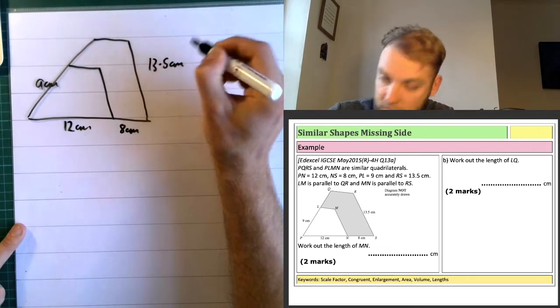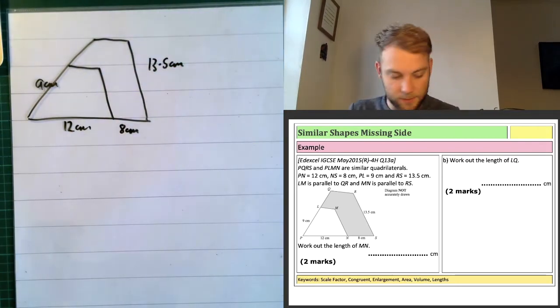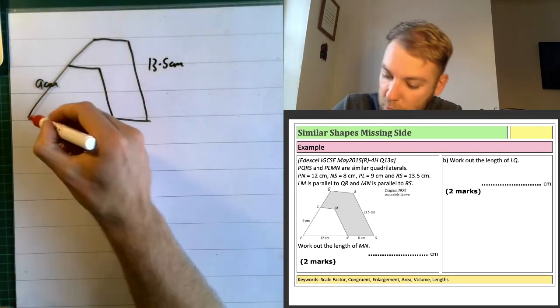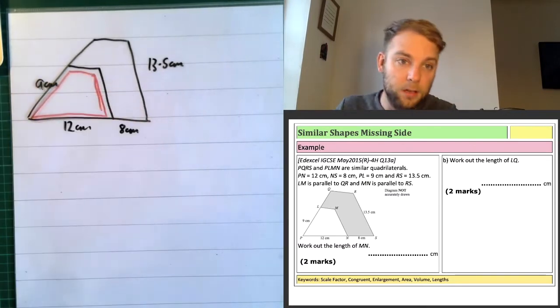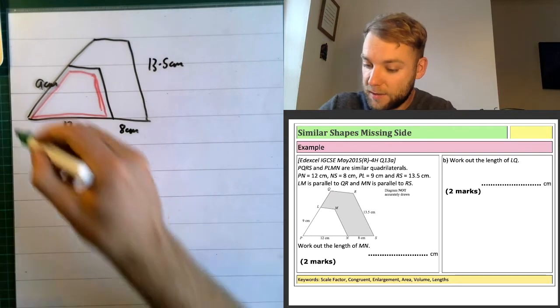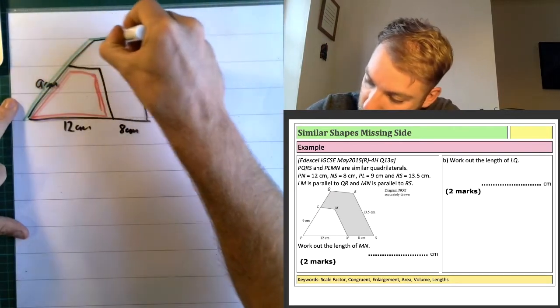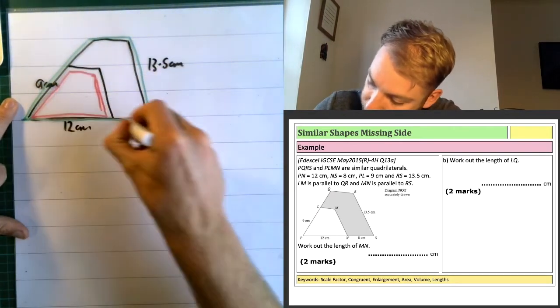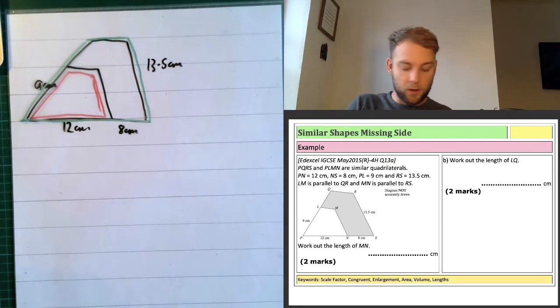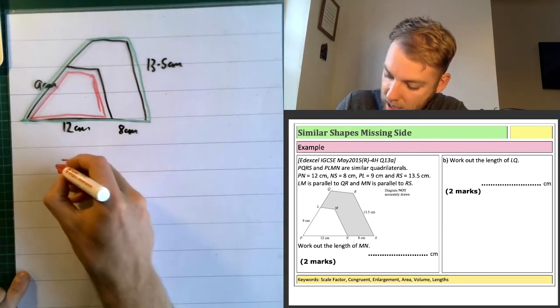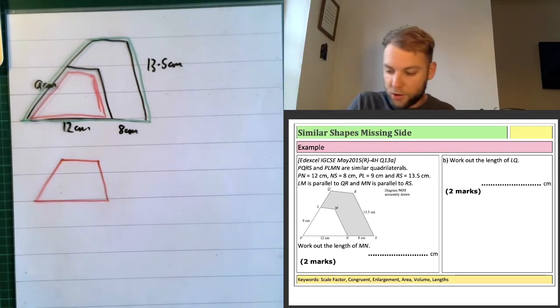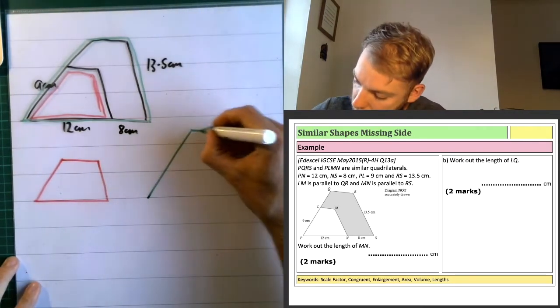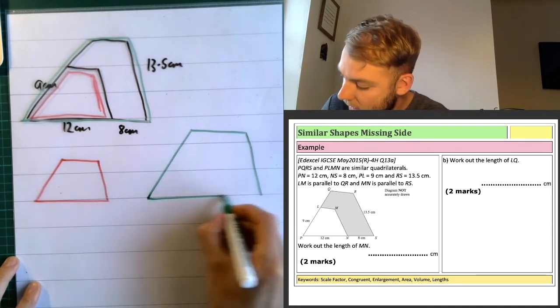13.5 centimeters. So when I'm doing this, my 2 shapes are this smaller quadrilateral here inside, like that one, and this larger quadrilateral there, like so. So we've got this smaller quadrilateral here, there, and we've got the larger quadrilateral, which is the bigger one, there, like so.